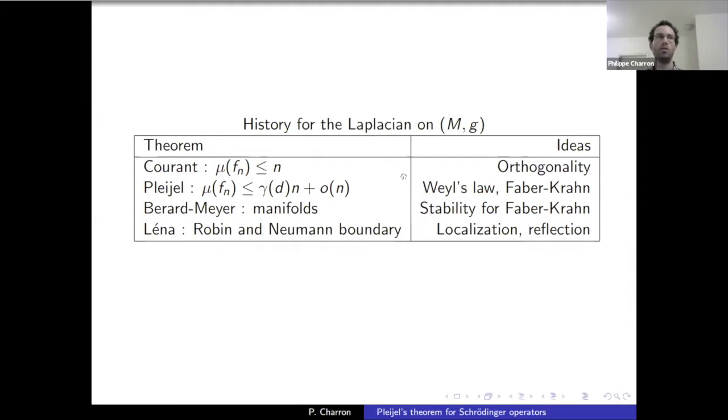because nodal domains can be smaller and smaller, they kind of look like small balls. So those stability estimates will end up giving you the exact same constant gamma d.